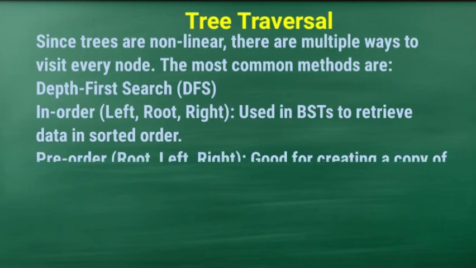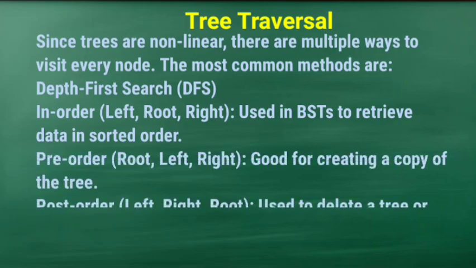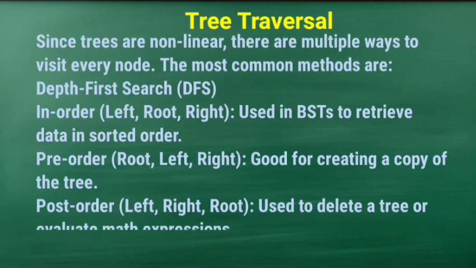Tree traversal techniques. Since trees aren't linear, we need specific ways to visit every node. This is where the recursion we discussed earlier becomes vital. 1. In-order, left, root, right, often used in BSTs to get data in non-decreasing order. 2. Pre-order, root, left, right, used to create a copy of the tree or get prefix expressions. 3. Post-order, left, right, root, used to delete a tree or get postfix expressions.